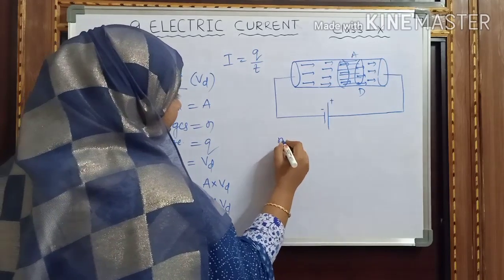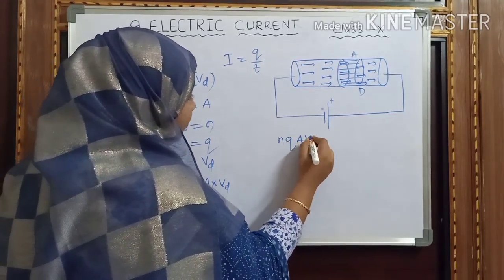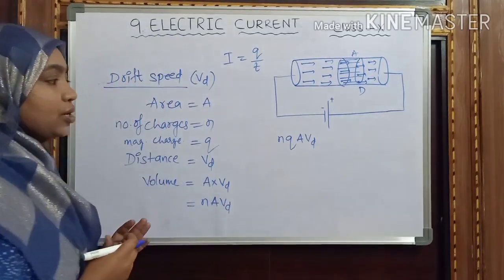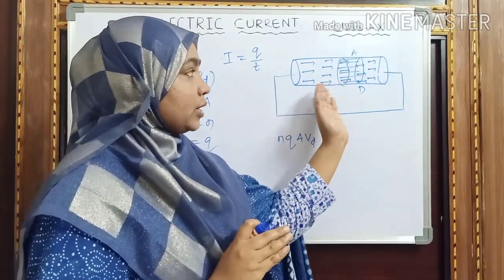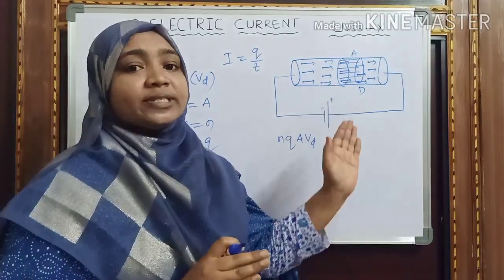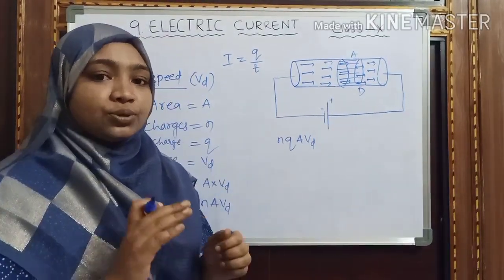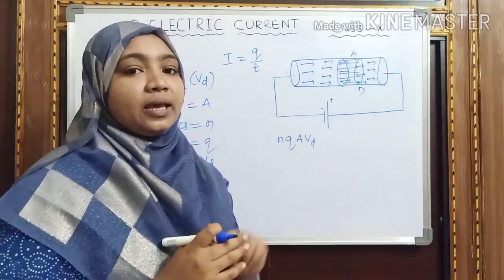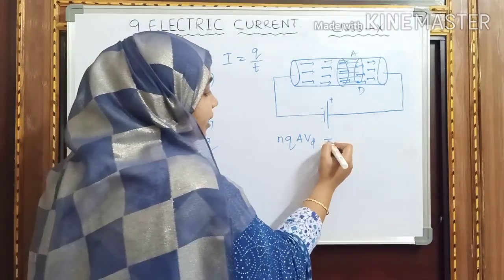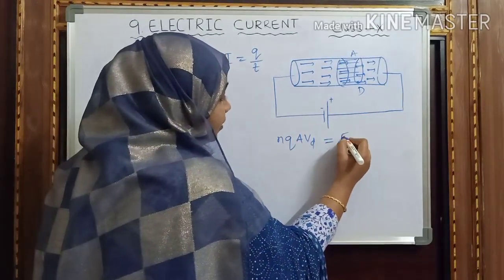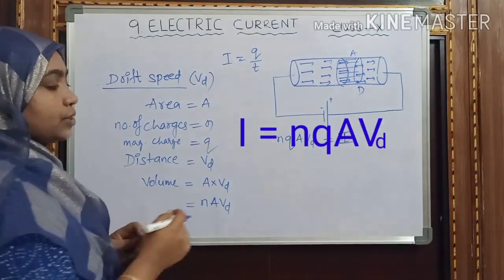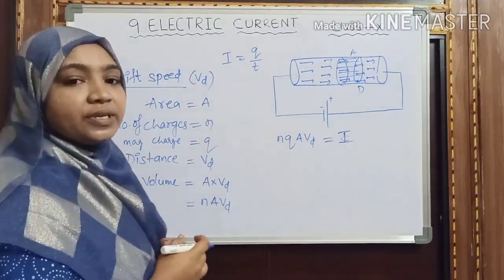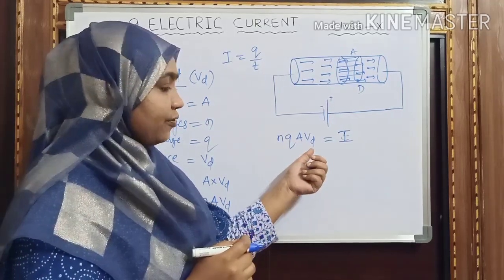So it can be written as nQAVd. So nQAVd amount of charges can cross this cross section in 1 second of time. So this we can call electric current. We simply equate this number to electric current, that is I. By rearranging this equation we get the value of Vd.